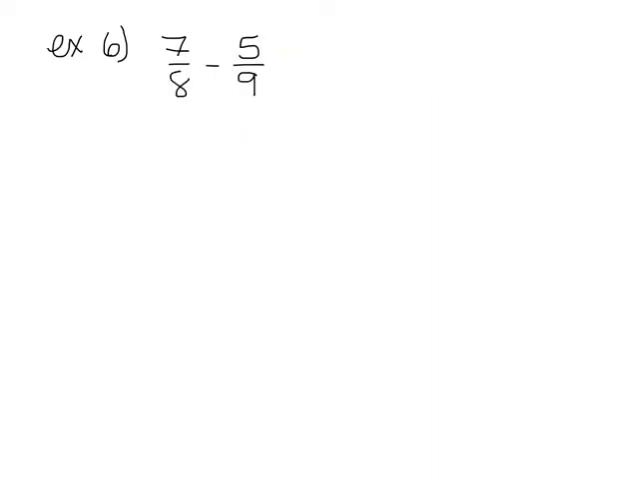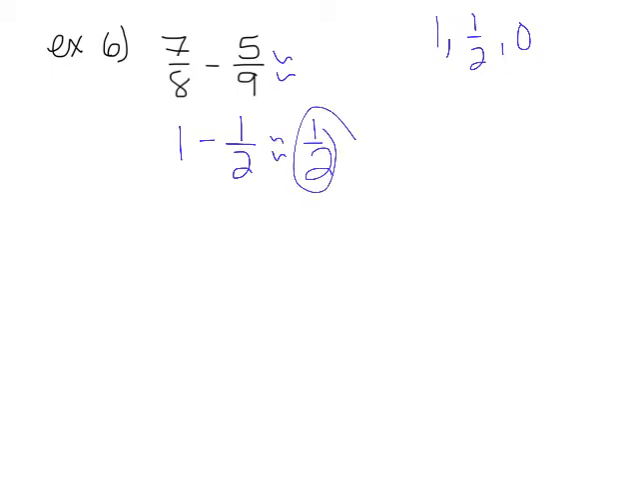Same goes with this example. I'm either going to round to 1, 1/2, or 0. 7/8 is closer to 1. So I have 1 minus. And 5/9 is actually closer to 1/2. So when I think of what is 1 minus a half, well, I'm just left with half. So my answer is about a half.